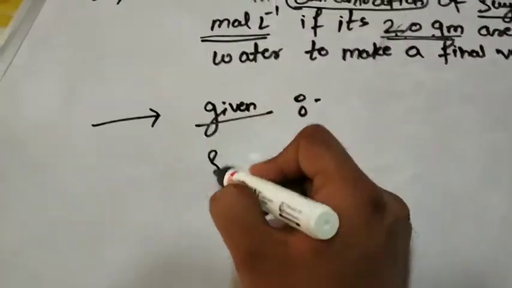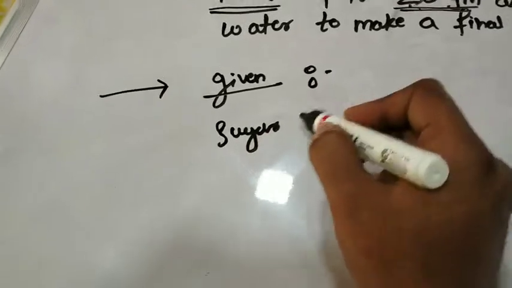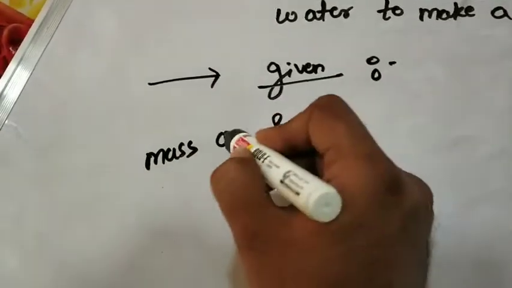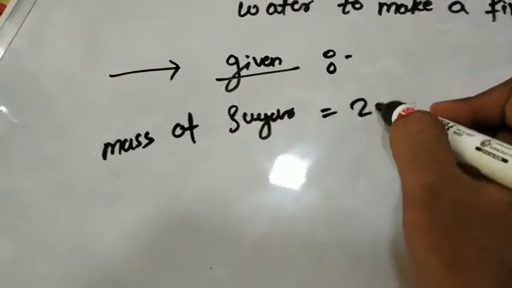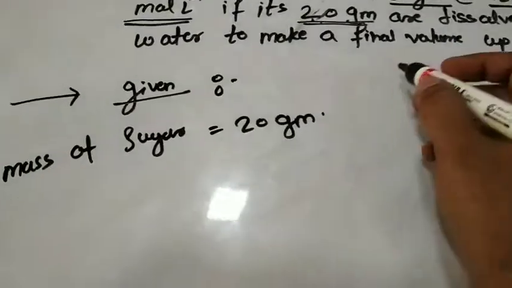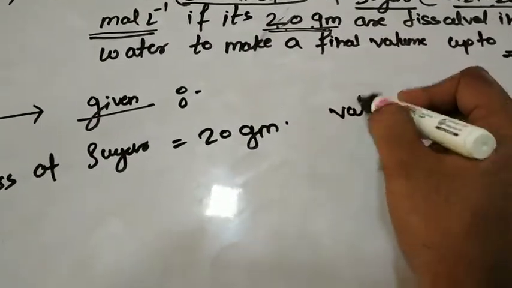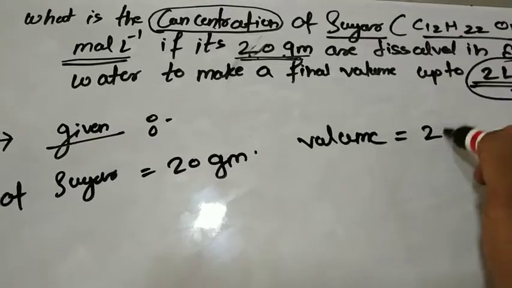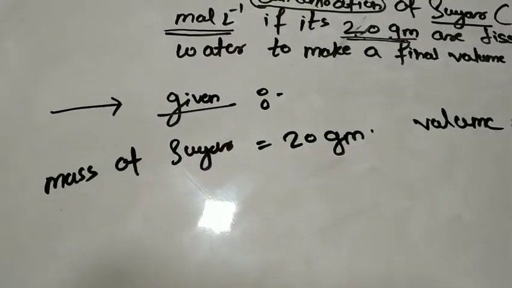So what is given? Sugar, mass of a sugar. How much is the mass of a sugar? 20 gram. Okay. Then volume is given. How much is the volume? Volume is 2 liters. Okay, 2 liter is the volume given.